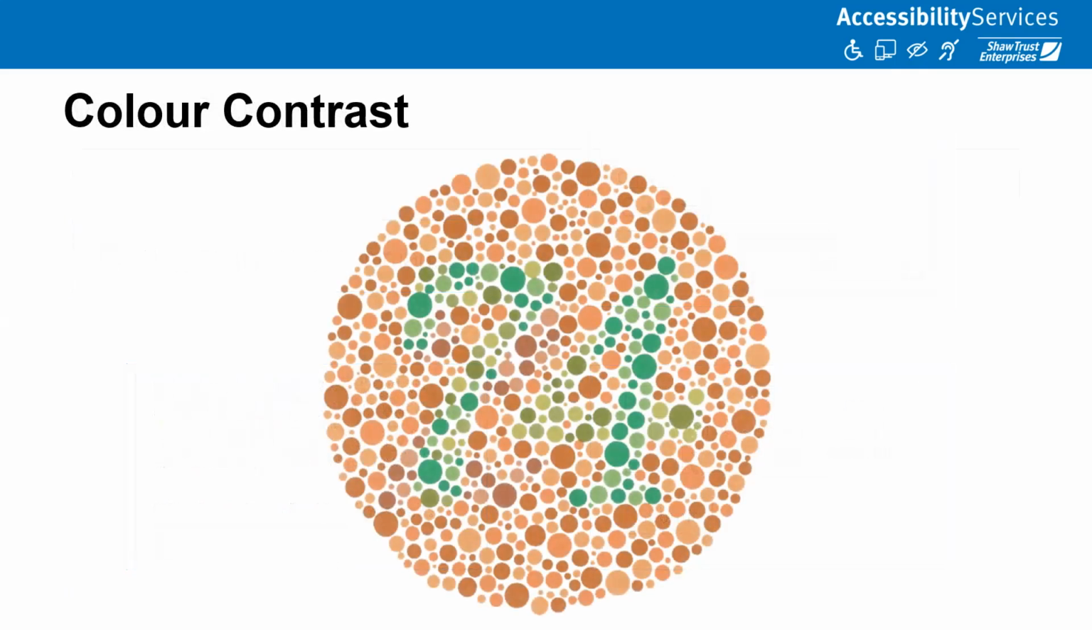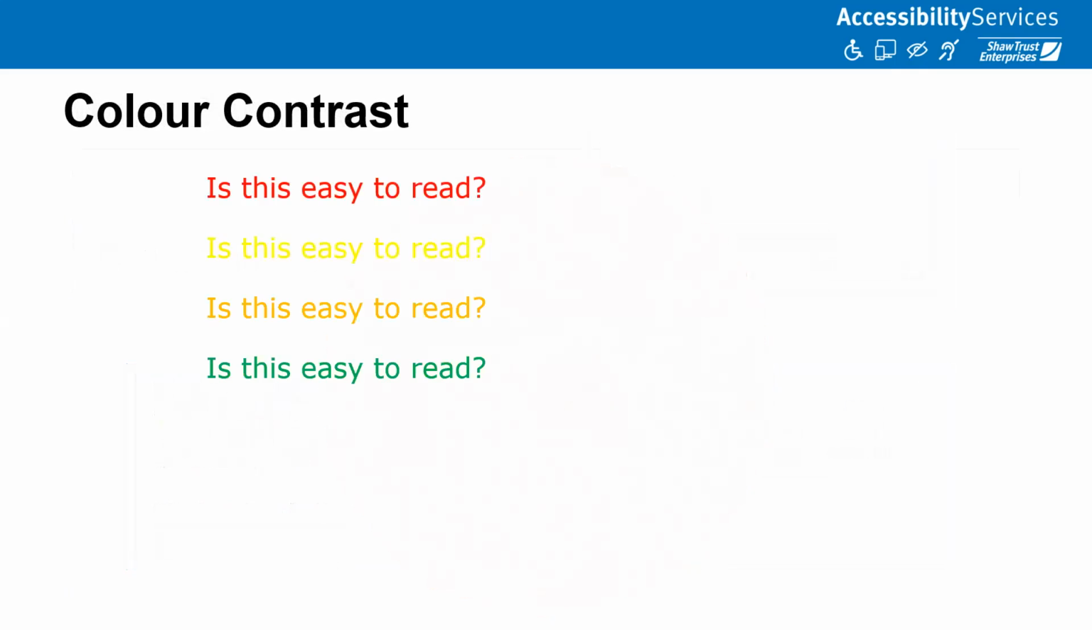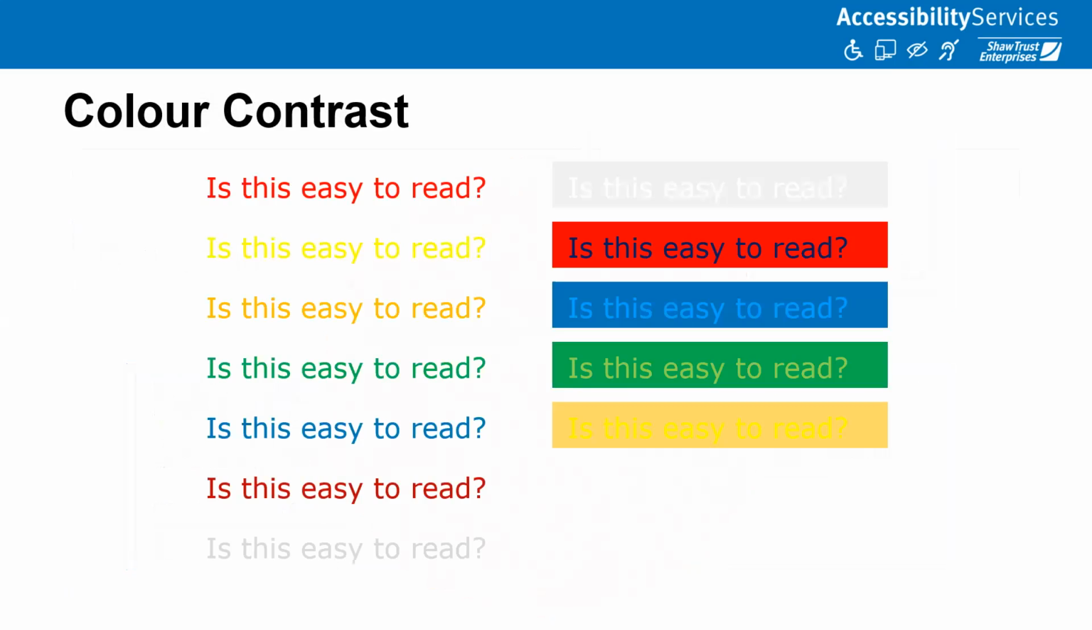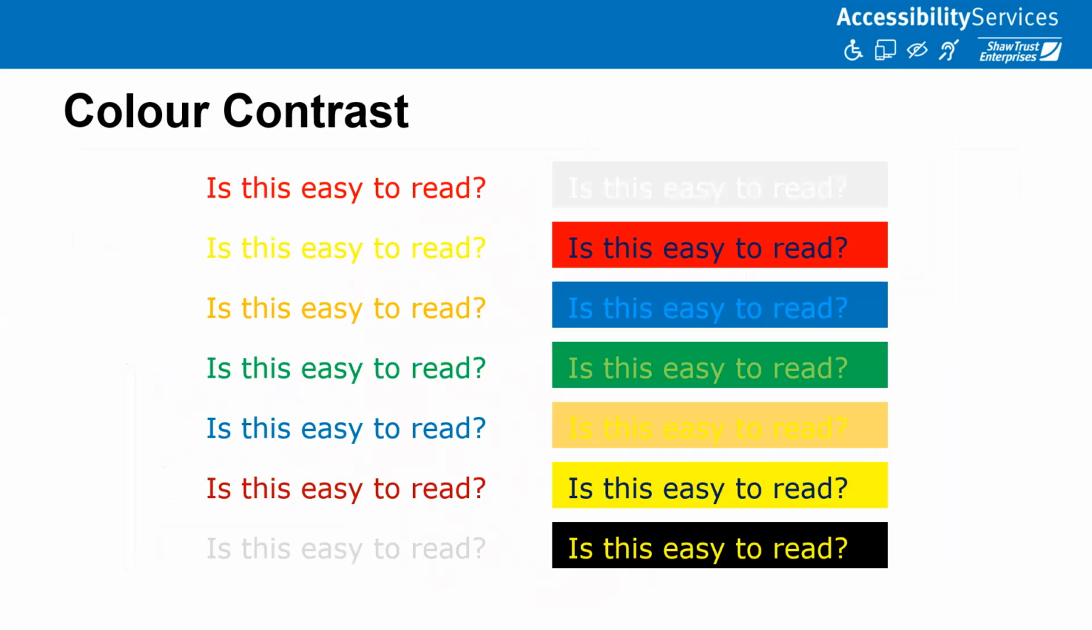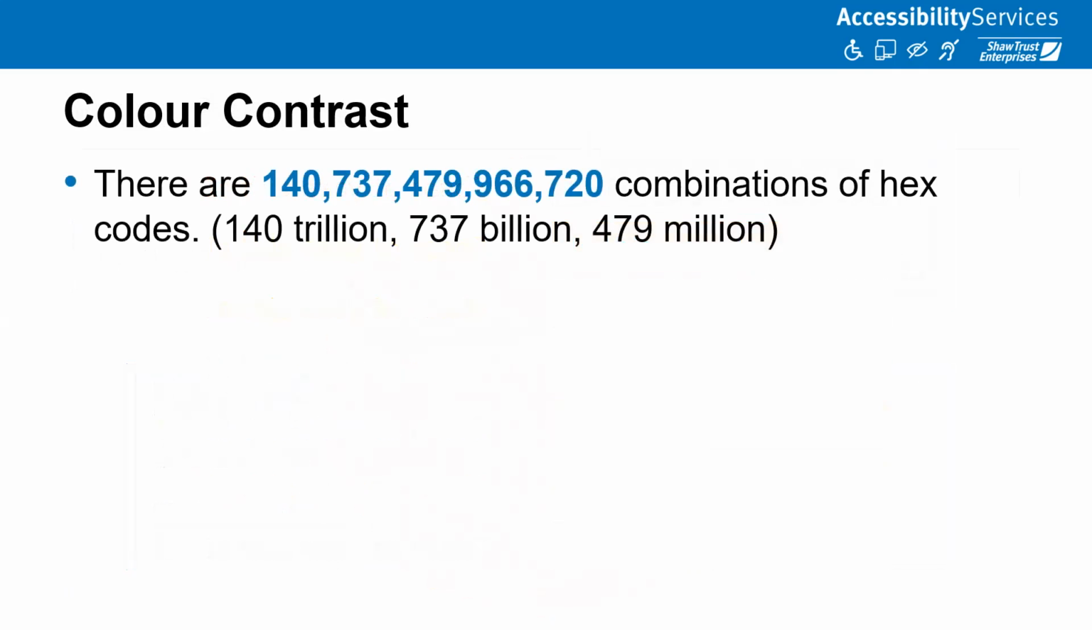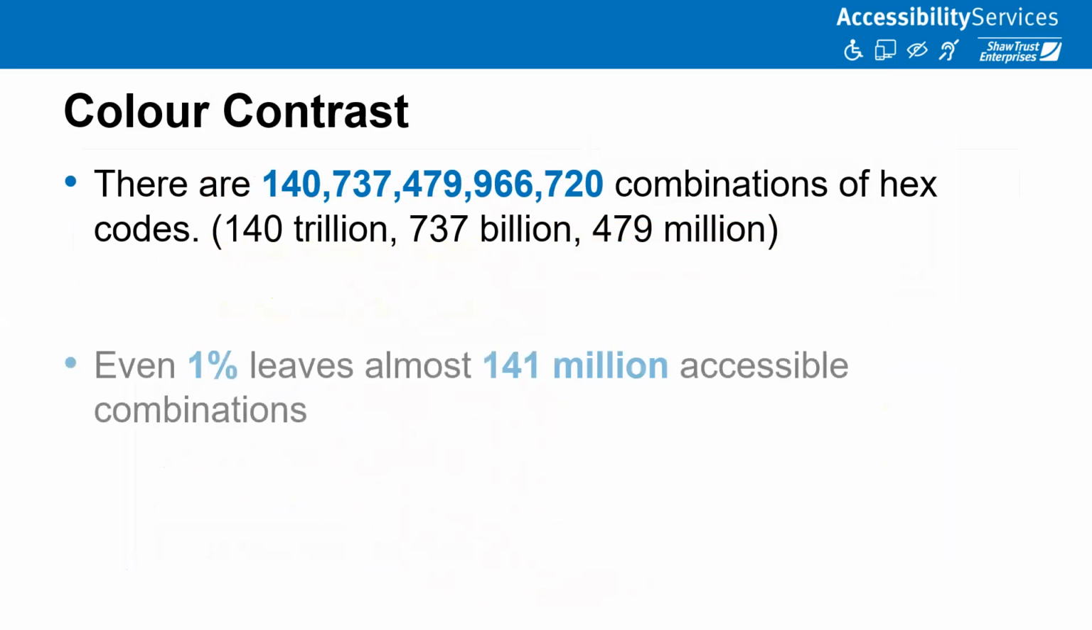Color contrast is another example. If you don't get your color contrast right, or your contrast between your foreground and your background, you're not going to be providing useful and accessible content for users that makes it easy to read. And there's no reason why you shouldn't. There's 140 trillion different colors, and even if we have 1% that are accessible, that still leaves us with 141 million colors. So if you can't find a color that matches, I think you've got the issue rather than the accessibility side.